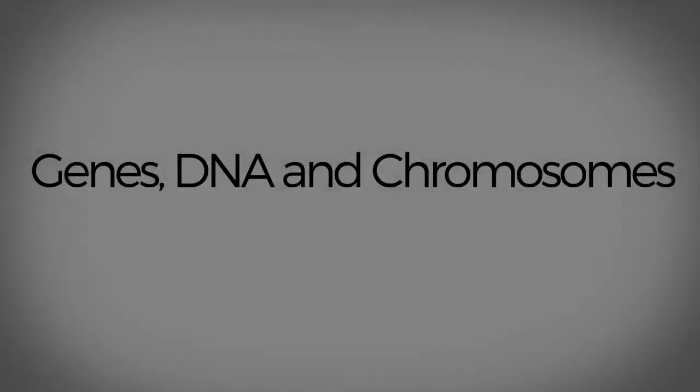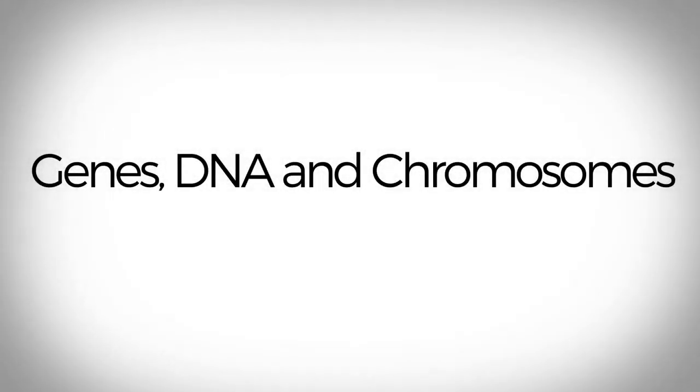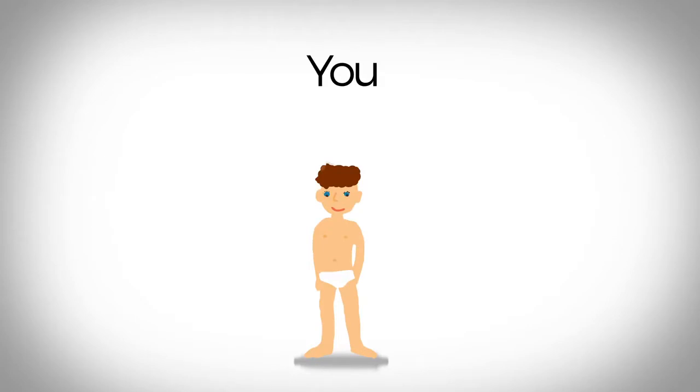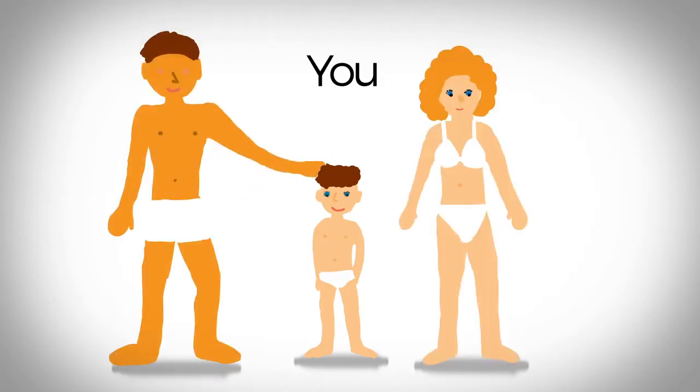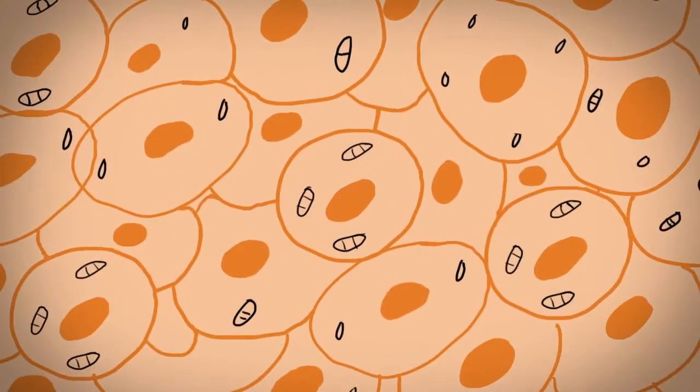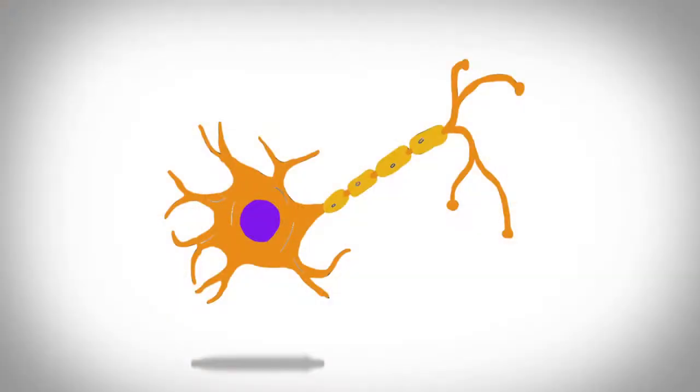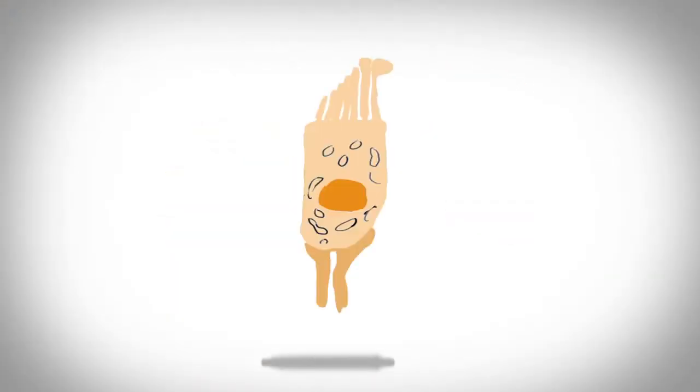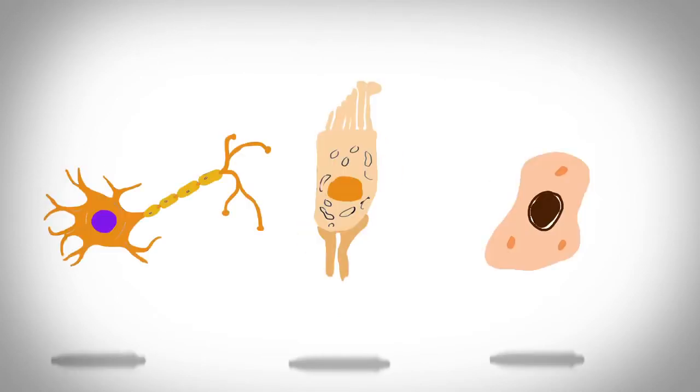Genes, DNA, and chromosomes are what make you who you are. They are the set of instructions that are given to you by your father and mother. These instructions are in your cells, and all living organisms are composed of cells. There are many different types, like nerve cells and hair cells and skin cells.